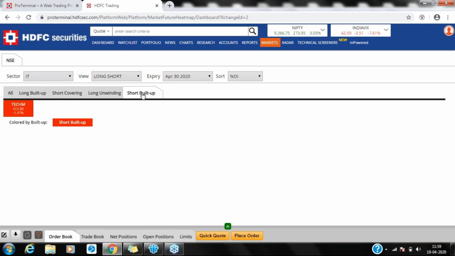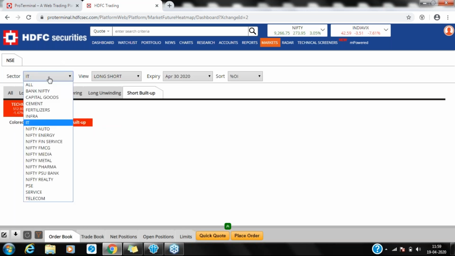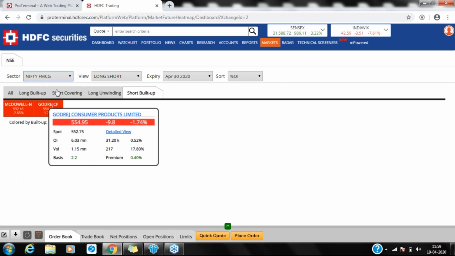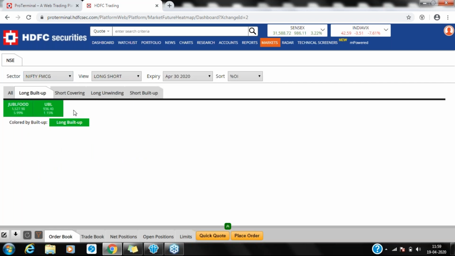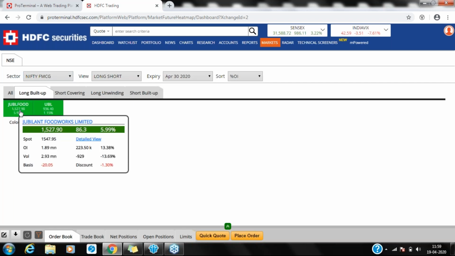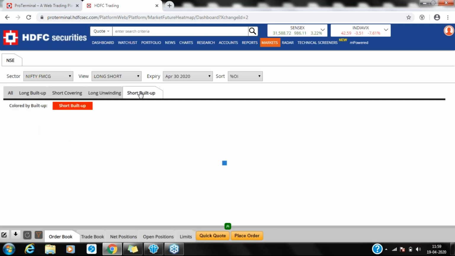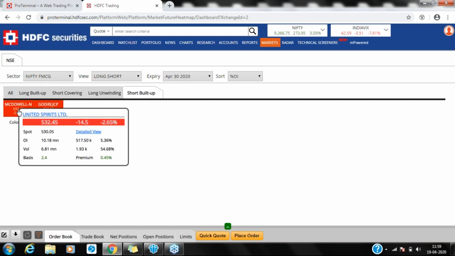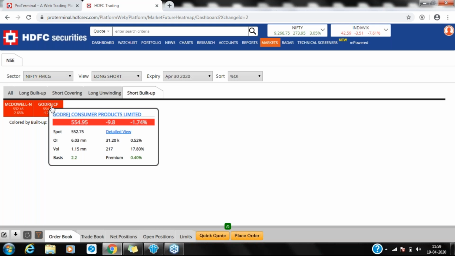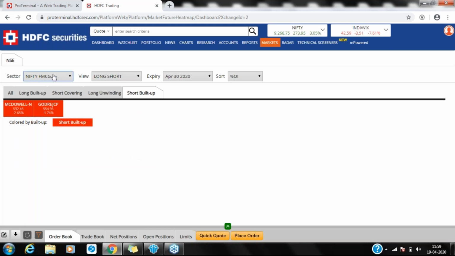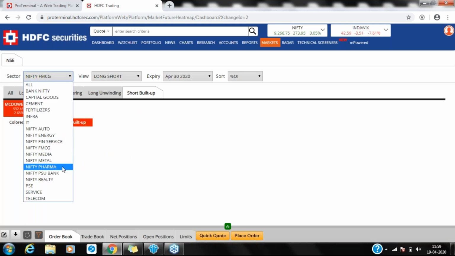Which are the stocks giving you a short build-up will come up. So let's suppose I want to do the same filter for FMCG. I can do that for FMCG. Long build-up stocks are Jubilant Food and UBL as of yesterday, and short build-up stocks are McDowell and Godrej Consumer Products. Same with Nifty Pharma.